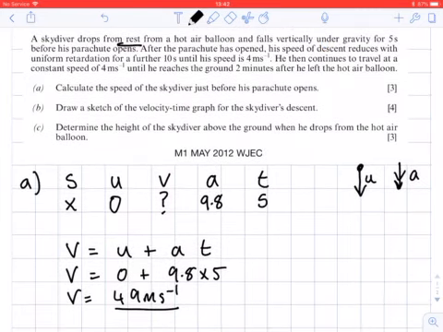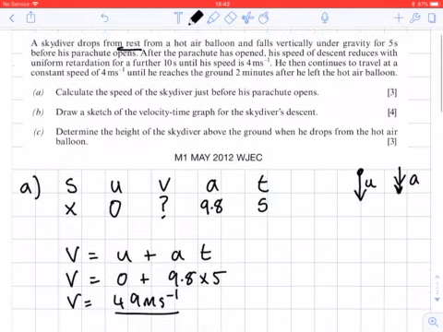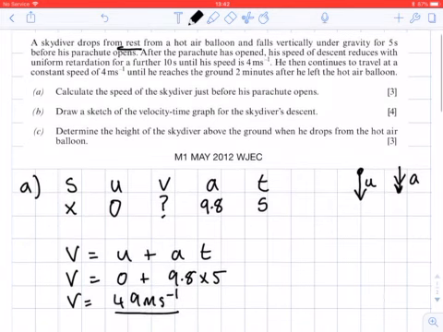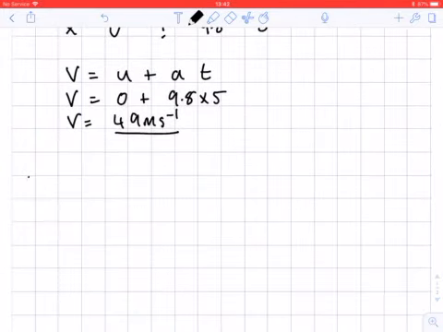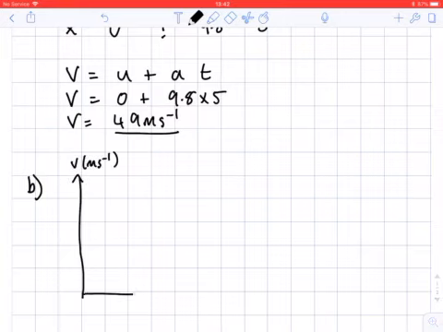Now part B asks us to draw a velocity time graph for the skydiver's descent. This is quite a common question that's linked up with constant accelerations, and we used a velocity time graph to derive some of our SUVAT equations. So let's just draw a sketch of the velocity time graph. We know a bit more information now, so if I just scroll down, B. When you're drawing your velocity time graph, always make sure you label the axes with the correct units, and you put time along the horizontal and velocity up the side, okay? Examiners will penalise you for that.